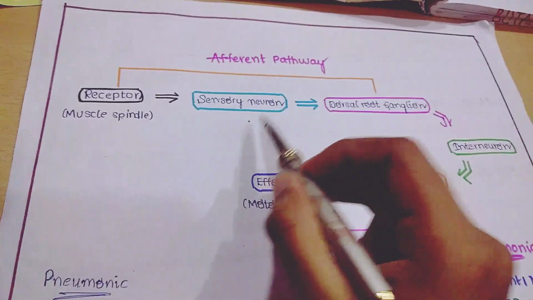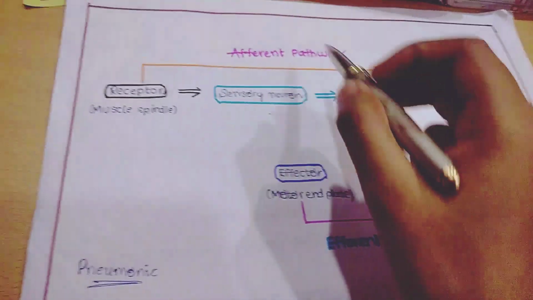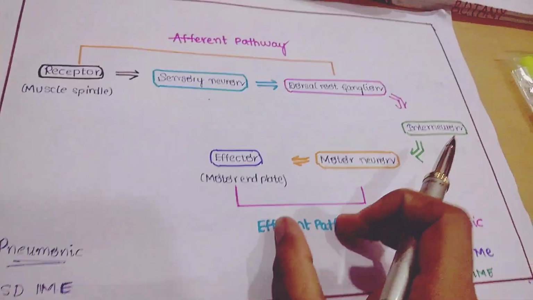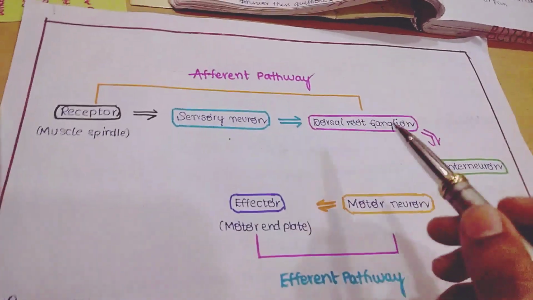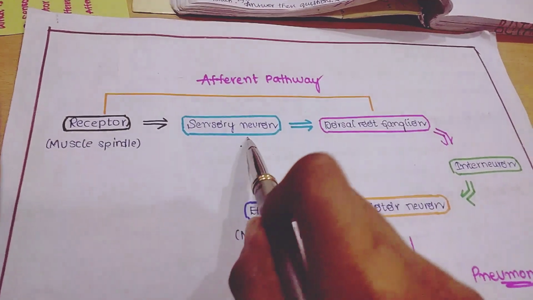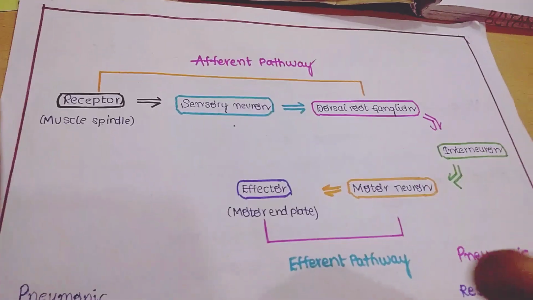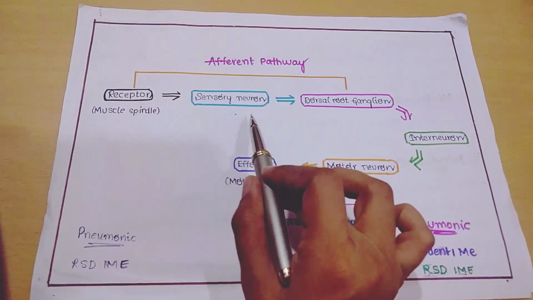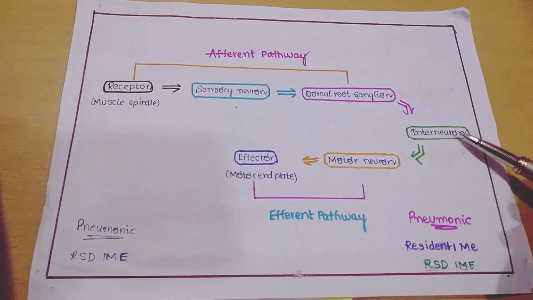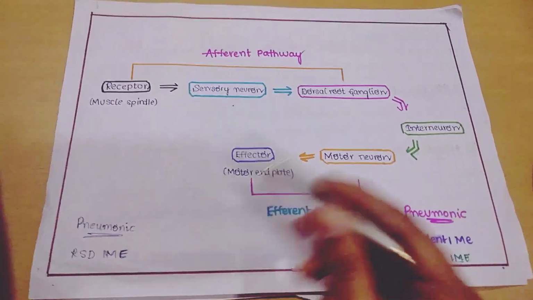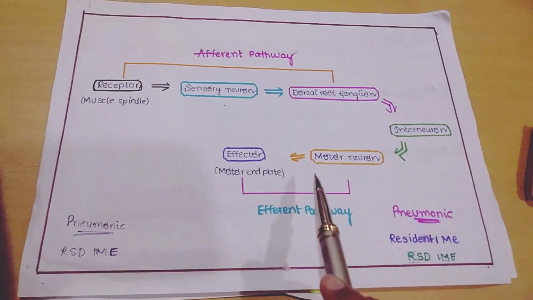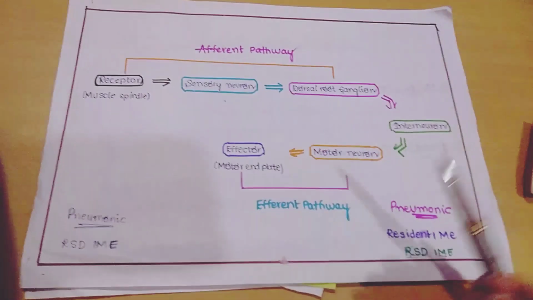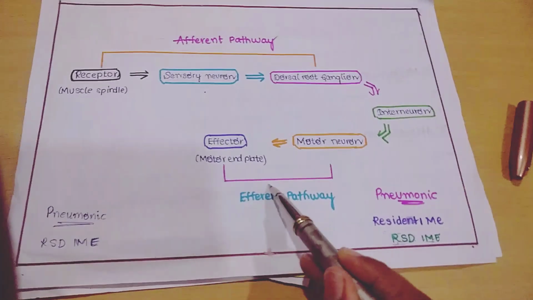So receptor, sensory neuron, and dorsal root ganglion are involved in the afferent pathway, and motor neuron and effector are involved in the efferent pathway. Mainly the question arises from here: sensory neuron is involved in which pathway, effector is involved in which pathway. This entire neural pathway, receptor, sensory neuron, dorsal root ganglion, interneuron, motor neuron, effector, whatever the neural pathway involved, constitutes a reflex arc. I hope you found the difference between reflex action and reflex arc.